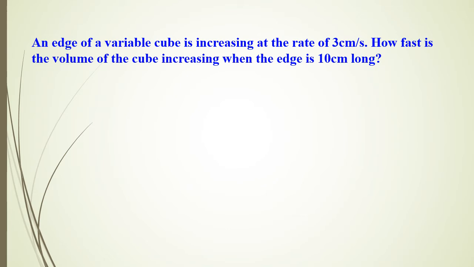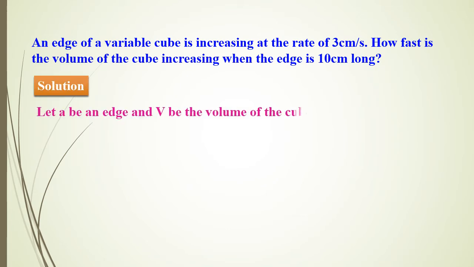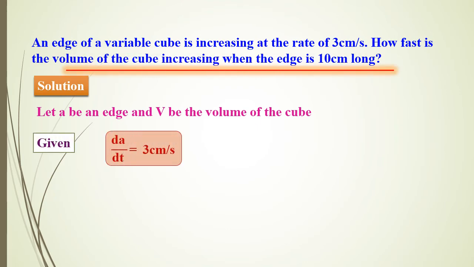An edge of a variable cube is increasing at the rate of 3 centimeter per second. How fast is the volume of the cube increasing when the edge is 10 centimeter long? Okay, next, let A be an edge of the cube, V is volume of the cube. Given here an edge of the variable cube is increasing at the rate of 3 centimeter per second. If A is called the edge of the cube, when it will be changing with respect to time, it can be written as dA divided by dt is equal to 3 centimeter per second.